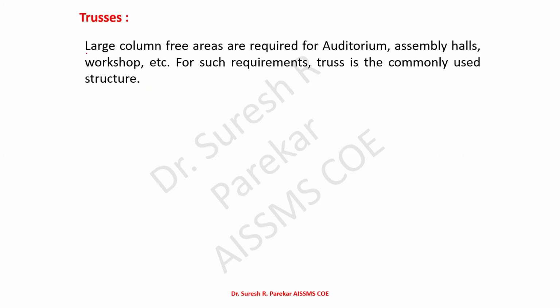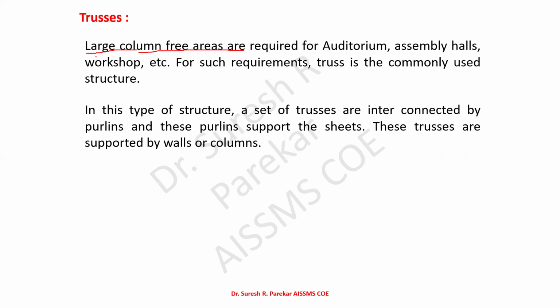Means where we require large column free area, there we are going to use these trusses. In this type of structure, a set of trusses are interconnected by purlins. So two trusses are connected by purlins, and these purlins support the sheet, that is roofing material. These trusses are supported by walls or columns.